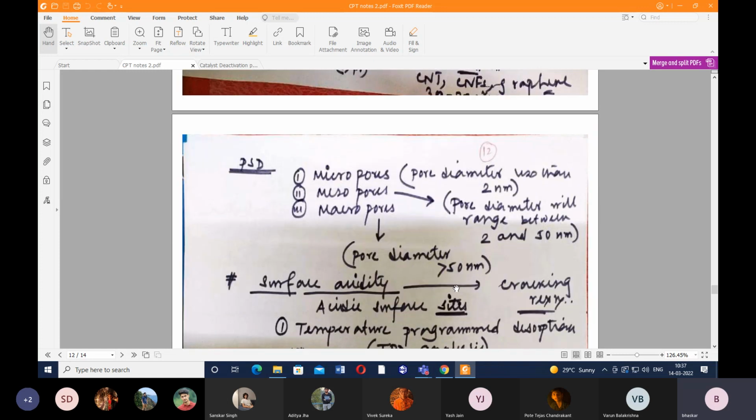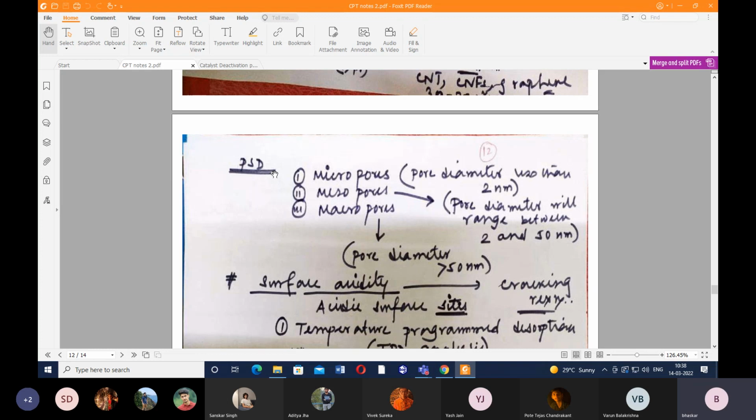Now moving on to the pore size distribution analysis. This is very important. Along with BET surface area, pore size distribution analysis is very important with regard to catalytic reactions. Suppose we have synthesized one catalyst, until and unless we perform this analysis, we can't conclude anything about that catalyst.